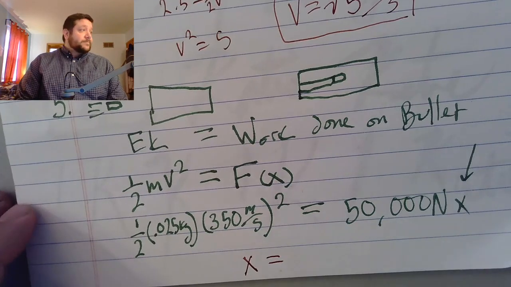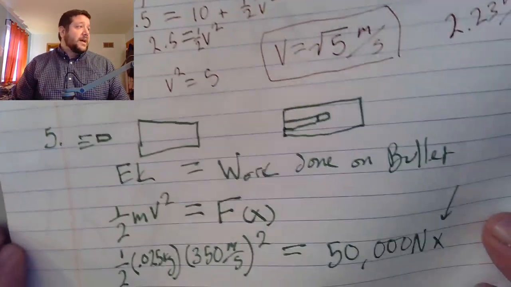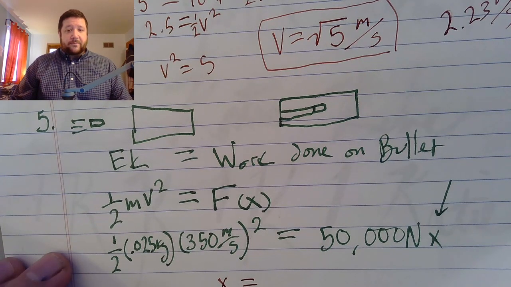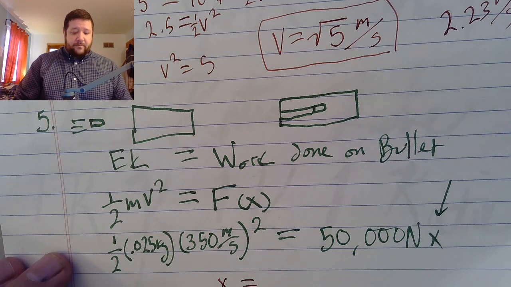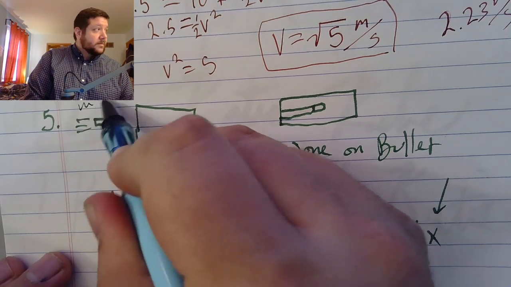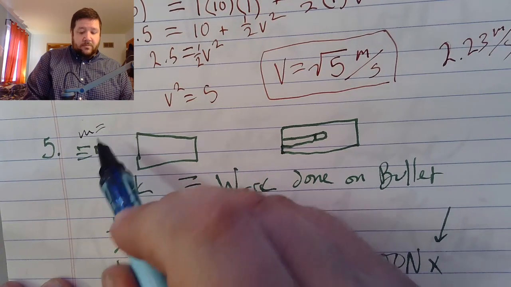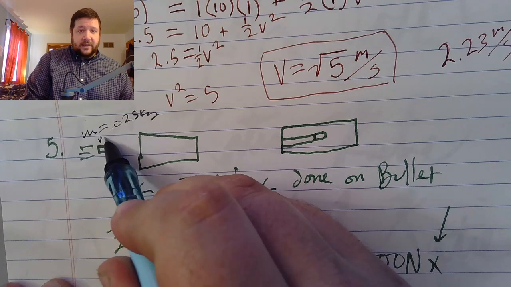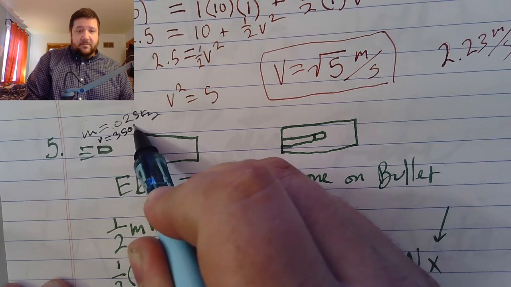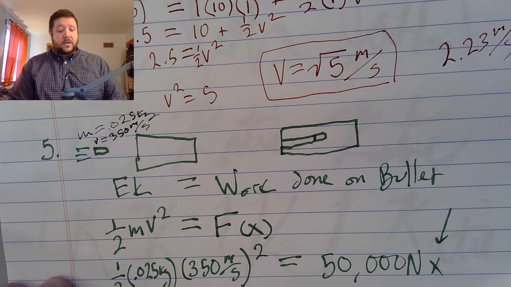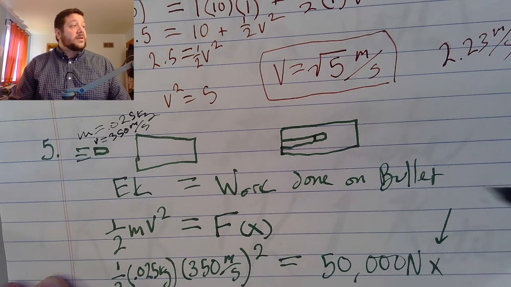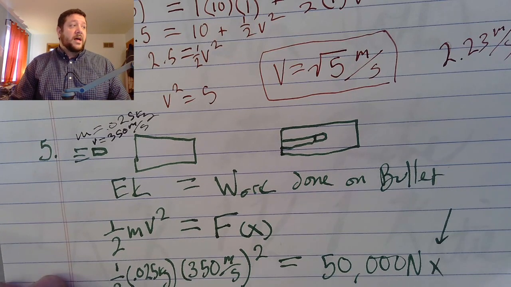All right, now the last one, we have work being done on our system here. So we've got a bullet, it's moving fast. That bullet has a mass of 0.025 kilograms, and then a velocity of 350 meters per second. So the kinetic energy that it has is all going to equal the work done on the bullet.